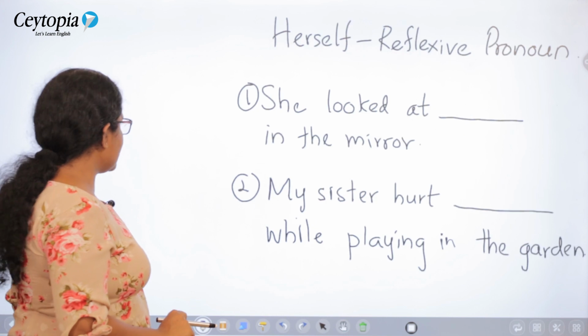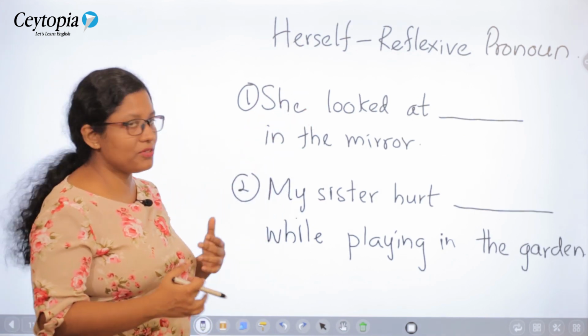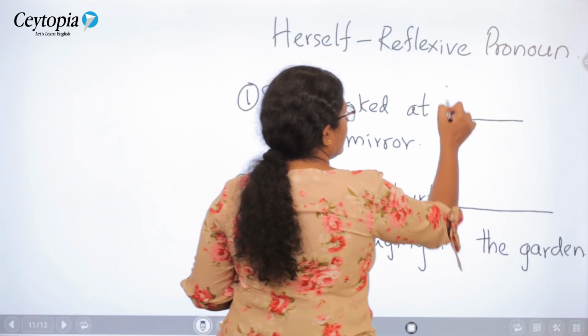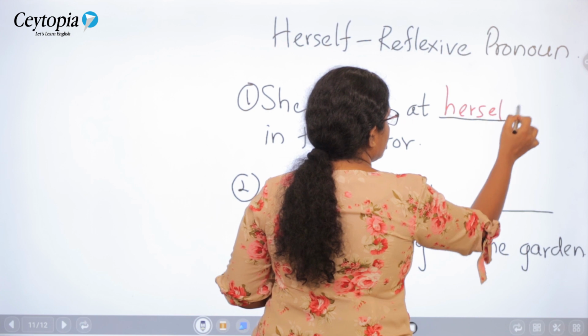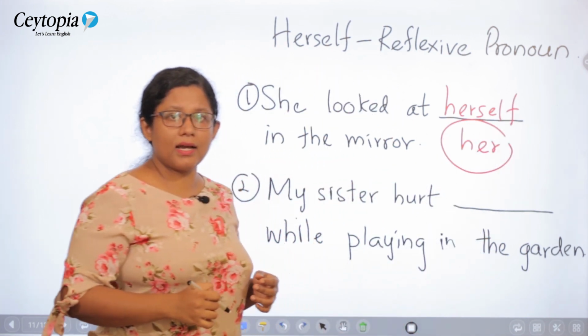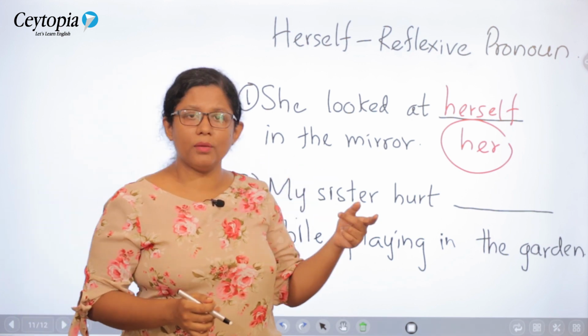Last one, reflexive pronoun. Herself. Let's fill in the blanks and try to understand the meaning. She looked at herself in the mirror. Now, in this case, if you use her here instead of herself, the idea is totally different. Let's take a look at it. She looked at her in the mirror.